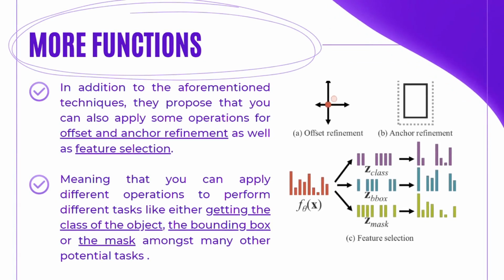And the third technique that they use to represent implicit deep learning is, in addition to the aforementioned techniques, they propose that you can also apply some operations for offset and anchor refinement as well as feature selection. So these are the three techniques that they implemented for some other functions that can be deployed in order to represent implicit deep learning. Meaning that you can apply different operations to perform different tasks, like either getting the class of the object, the bounding box, or the mask, amongst many other potential tasks.